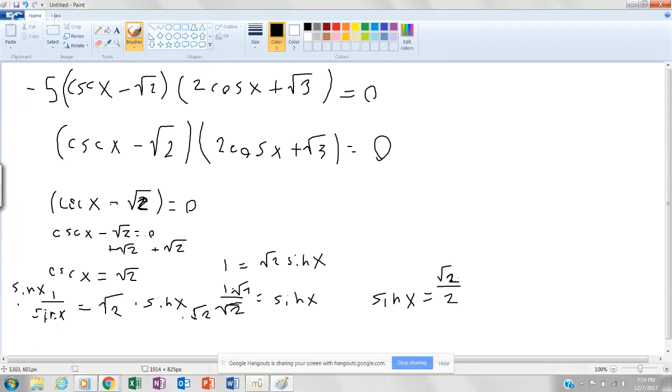Well, any angle that the sine is root 2 over 2 is going to be a multiple of 45 degrees, and if we're looking at a graph, we're going to want it to be positive. So where the sine, or the y value, is positive, is going to be up in these two quadrants. So we're going to have pi over 4 and 3 pi over 4.